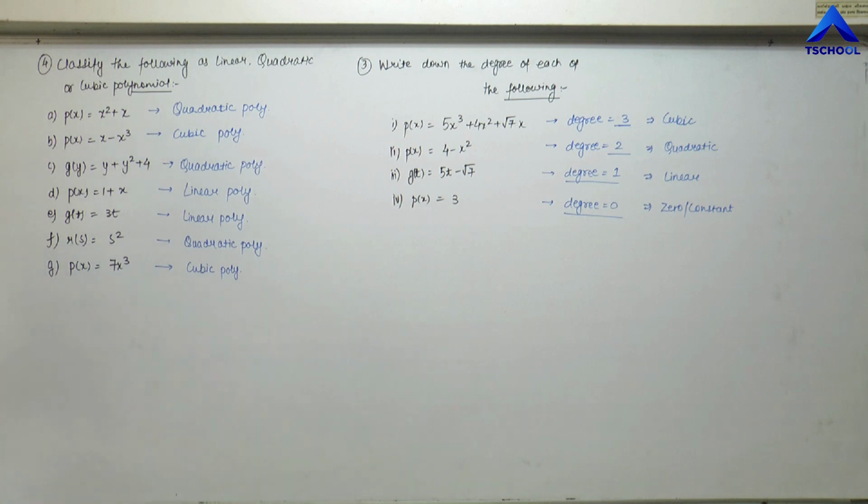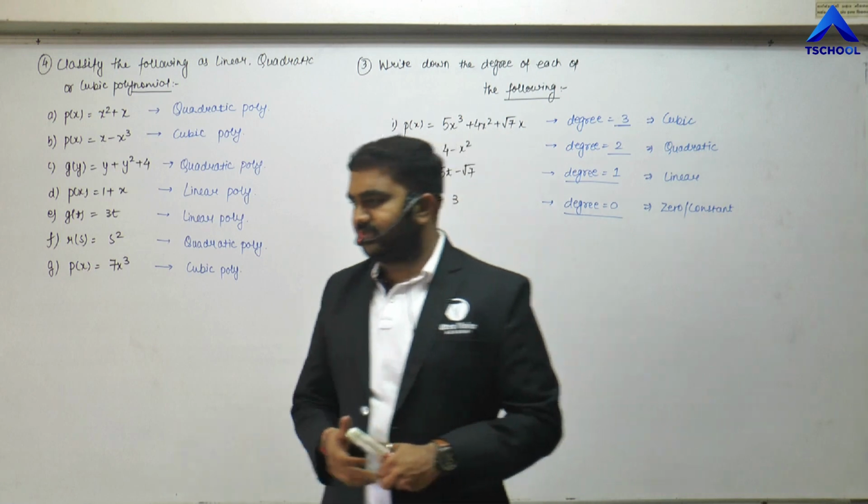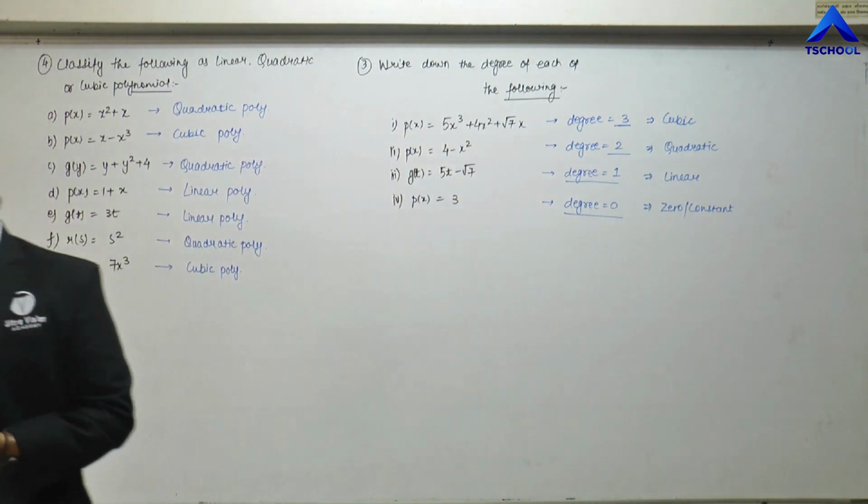Is it clear, friends? So the first one is quadratic, second one is cubic, third one is quadratic, fourth one is linear, fifth one is linear, sixth one is quadratic, and lastly we have a cubic polynomial, right? So that is about how the polynomials can be classified into these three categories, whether they are linear, quadratic or cubic polynomials. Is it clear with this, friends?